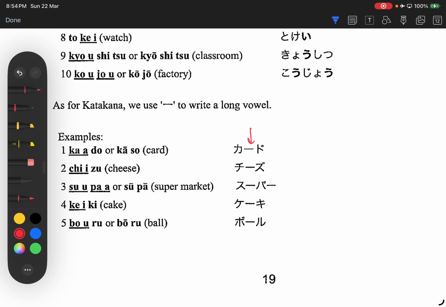Next we have number 2, cheese. Right, cheese. If you only have one eye, cheese is map. So it becomes another word. Next we have number 3, super. Right, supermarket in short, okay? Number 4, keiki. Right, cake. 5, boru.